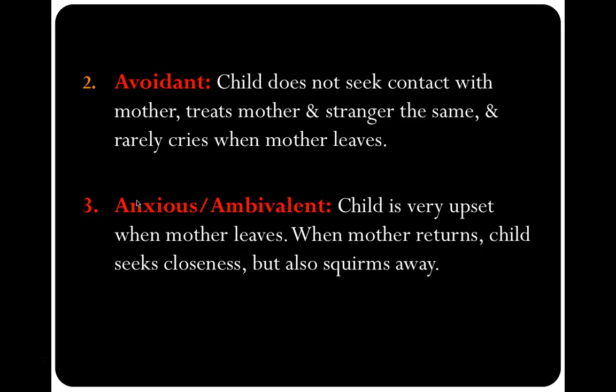The other two forms are the avoidant attachment, or the avoidant child. Here, when the mother and child enter the room, the child doesn't seek contact with the mother. The child goes about looking around, doing things, and treats the mother, and the stranger if there's one in the room as there is in some cases, the same way. The child doesn't really seek contact with either.